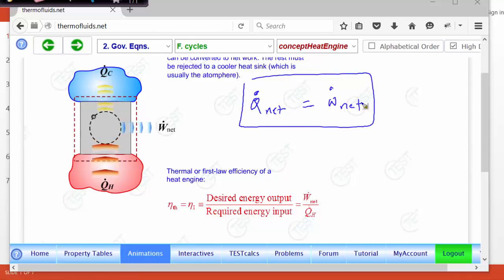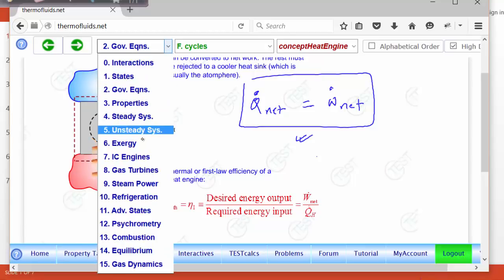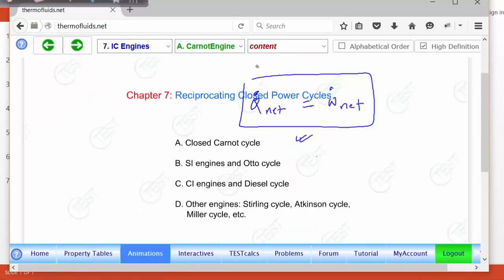Now, what is thermal efficiency? It is the net work that is produced divided by Q dot H, or Q dot in, the rate at which heat is put in. That's the thermal efficiency. Okay, now let's go to the implementation of an internal combustion engine.